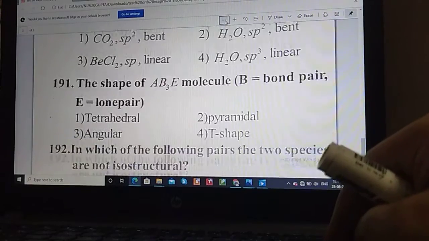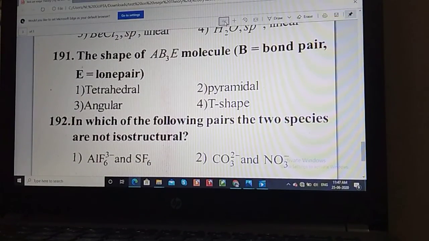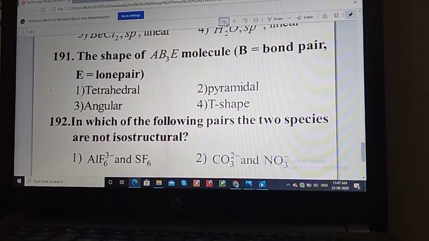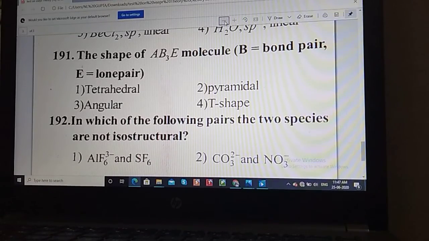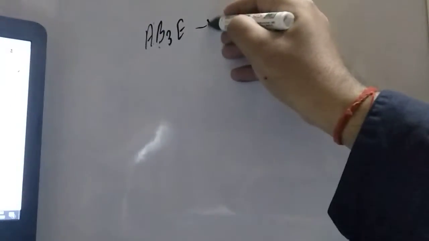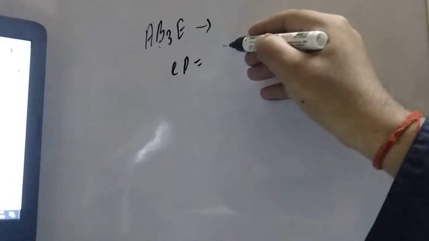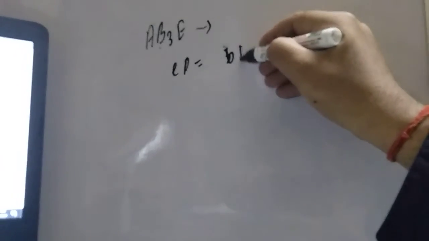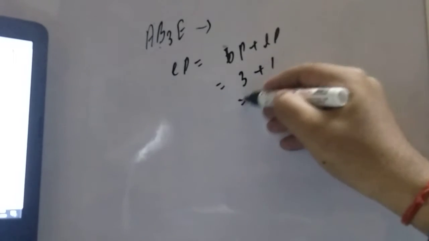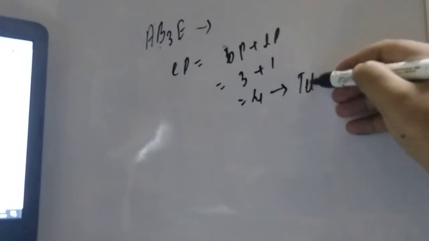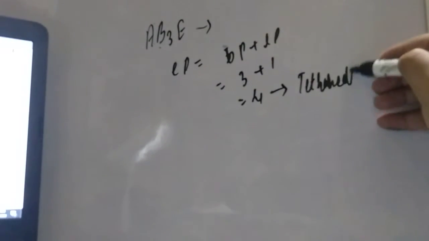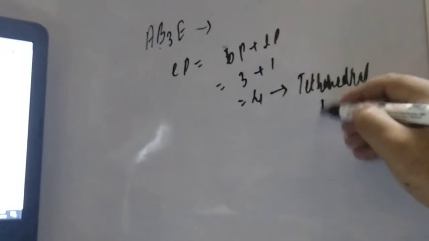Now question number 191. The shape of an AB3E molecule. B is the bond pair, E is the lone pair. So it is AB3E, student. Now let us see on the board, student, for better understanding. AB3E: total electron pairs, how much, student? 3 bond pairs. Electron pairs means bond pairs plus lone pairs, so bond pairs 3 plus lone pair 1, that is 4. 4 means the distribution is tetrahedral, and the shape is what, student?